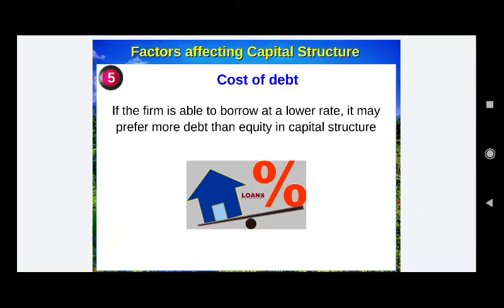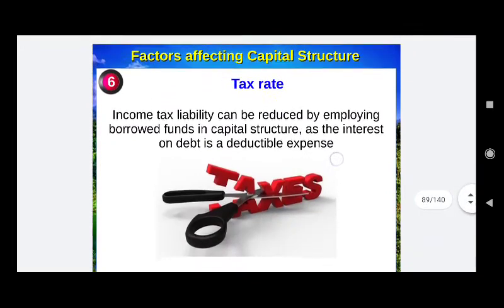Then cost of debt. If the firm is able to borrow loans and debentures at a lower rate, it may prefer more debts and loans than equity in the capital structure, because debts are always cheaper as compared to equity. Equity is a costly source of finance.